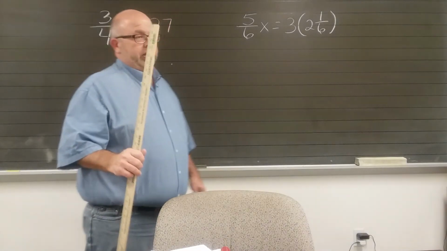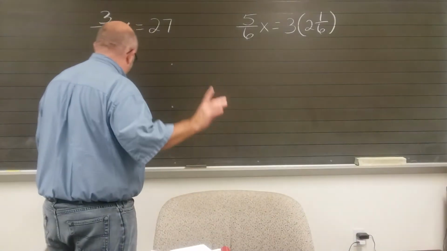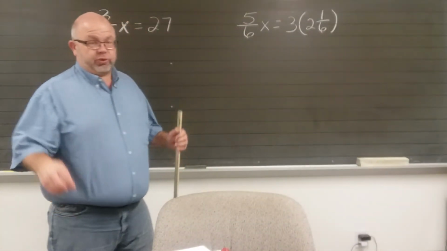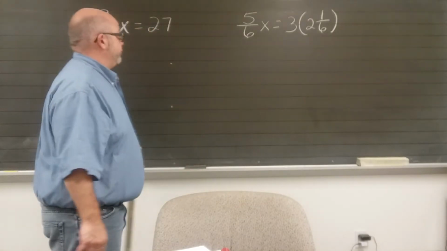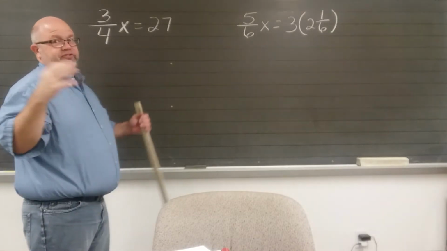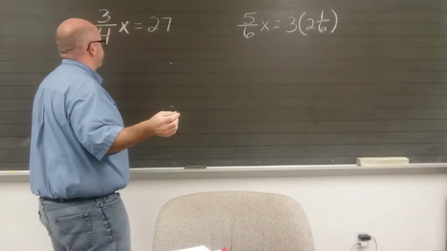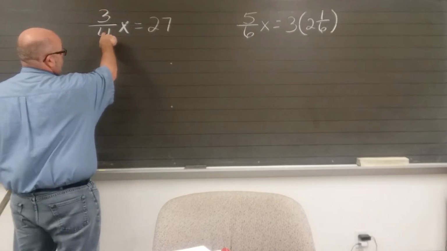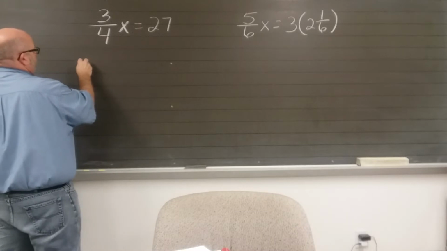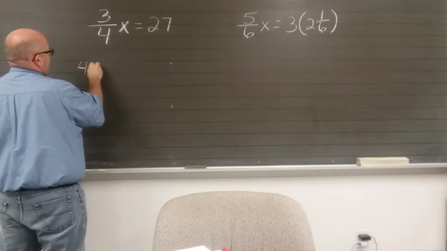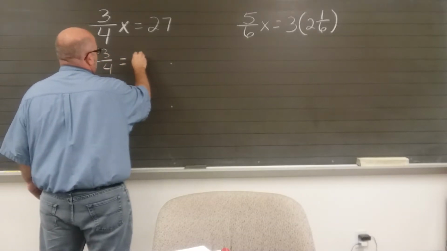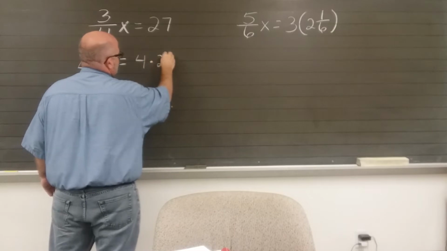All right, so we want to get rid of the fractions. So all we're doing here, and this is not that complicated, don't let it mess you up, don't let it freak you out, okay? So you're going 3 divided by 4. What's the opposite of divided by 4 to get rid of this 4, okay? So you simply multiply both sides by the denominator. 4 times 3 over 4 equals 4 times 27.